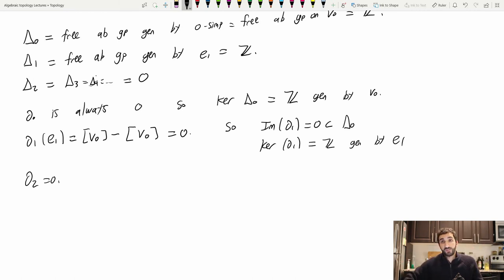We are now in a position to calculate the simplicial homology groups. So H0 is equal to the kernel of boundary 0 mod the image of boundary 1. The kernel of boundary 0 is Z.